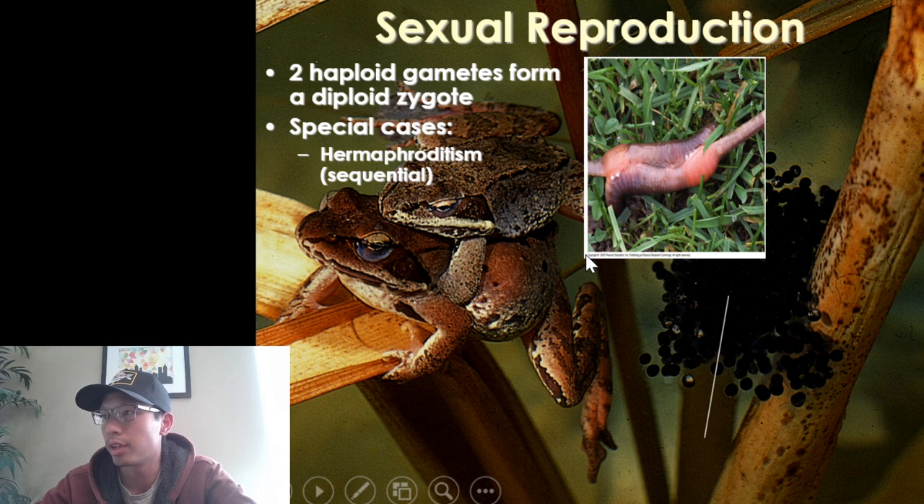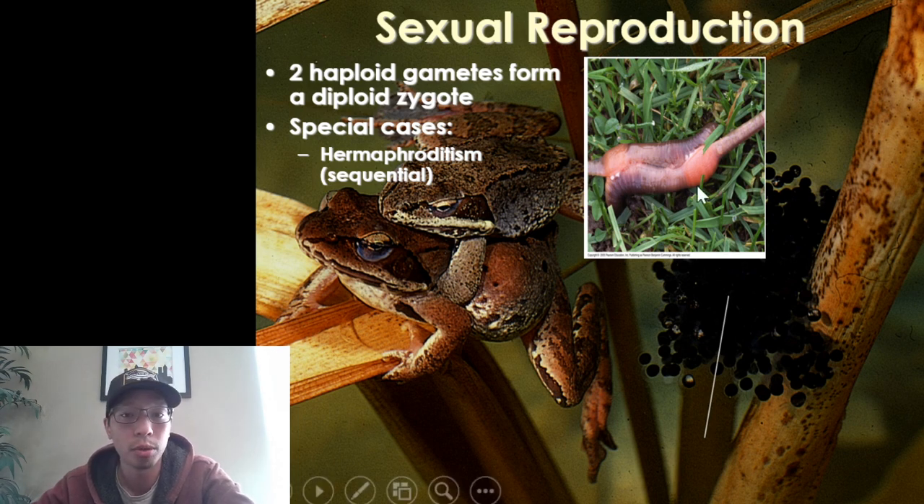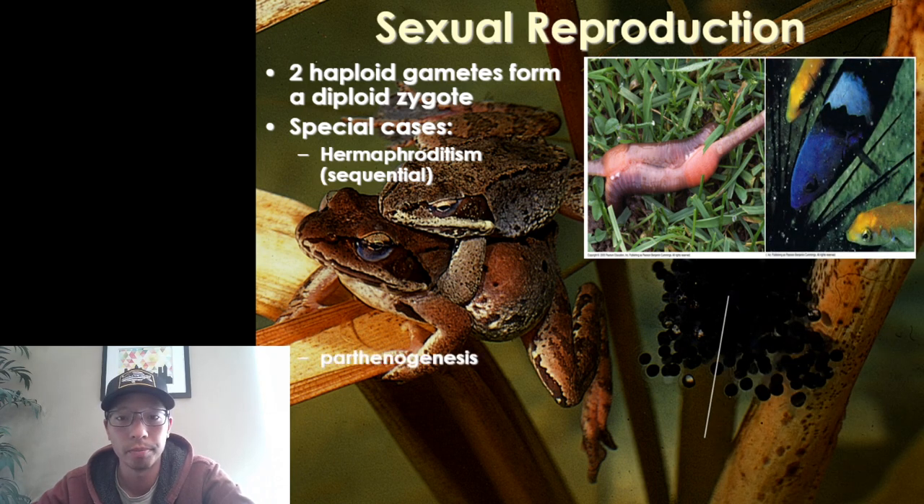Some strange versions of sexual reproduction include hermaphroditism. That is where an organism like a worm has both male and female parts. It does not mean that they can reproduce with themselves. They still want to find a mate, because if they reproduce with themselves, they might as well just use asexual reproduction. They're not going to go through all the effort of making sperm and eggs just to reproduce asexually. So they still need to have a partner.